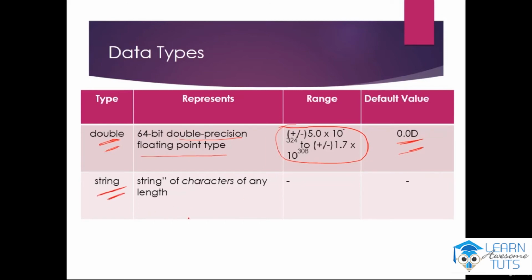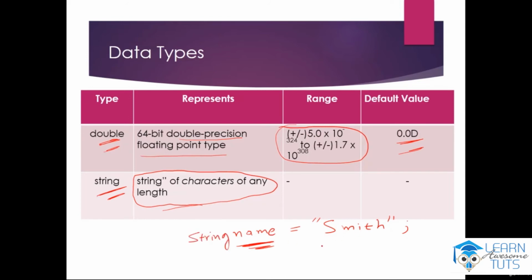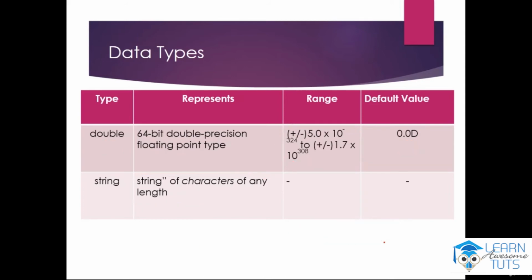Finally, string means that there is a string of characters of any length. So for example, as we said in the previous example, our name on a web form would be stored as a string variable. So string is a set of characters of any length. For example, we could say that name could have the value Smith. So this is a variable that we will say is a string, which means that it could have string values.